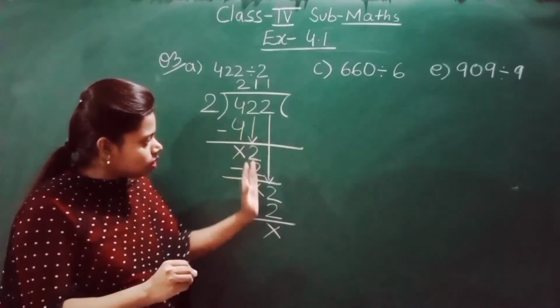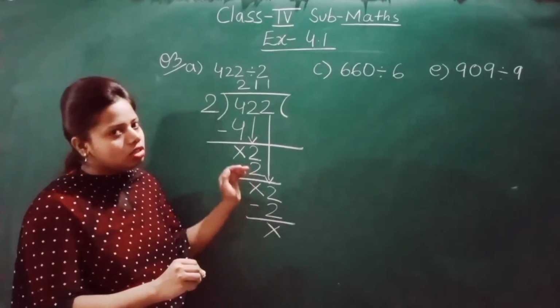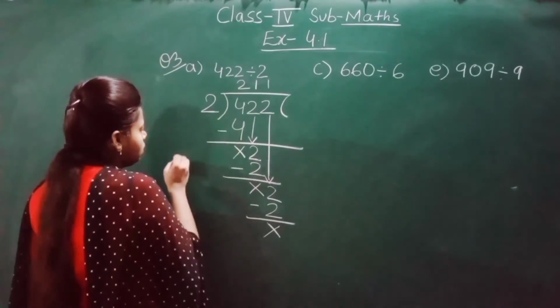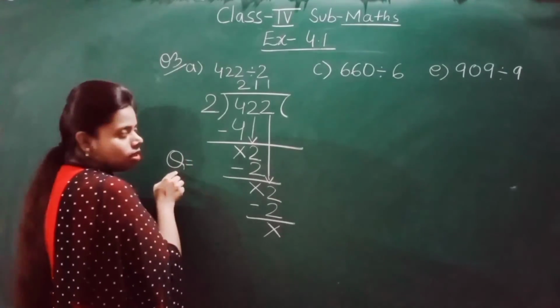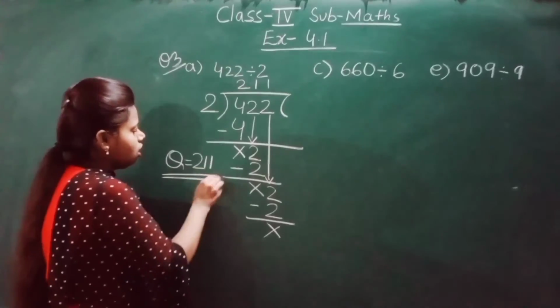211. So you have seen this one is the long method. Step by step we have done. So this one is the long method. What we got is Q, which means quotient. Shortcut I have written. So it is 211. This is the answer.